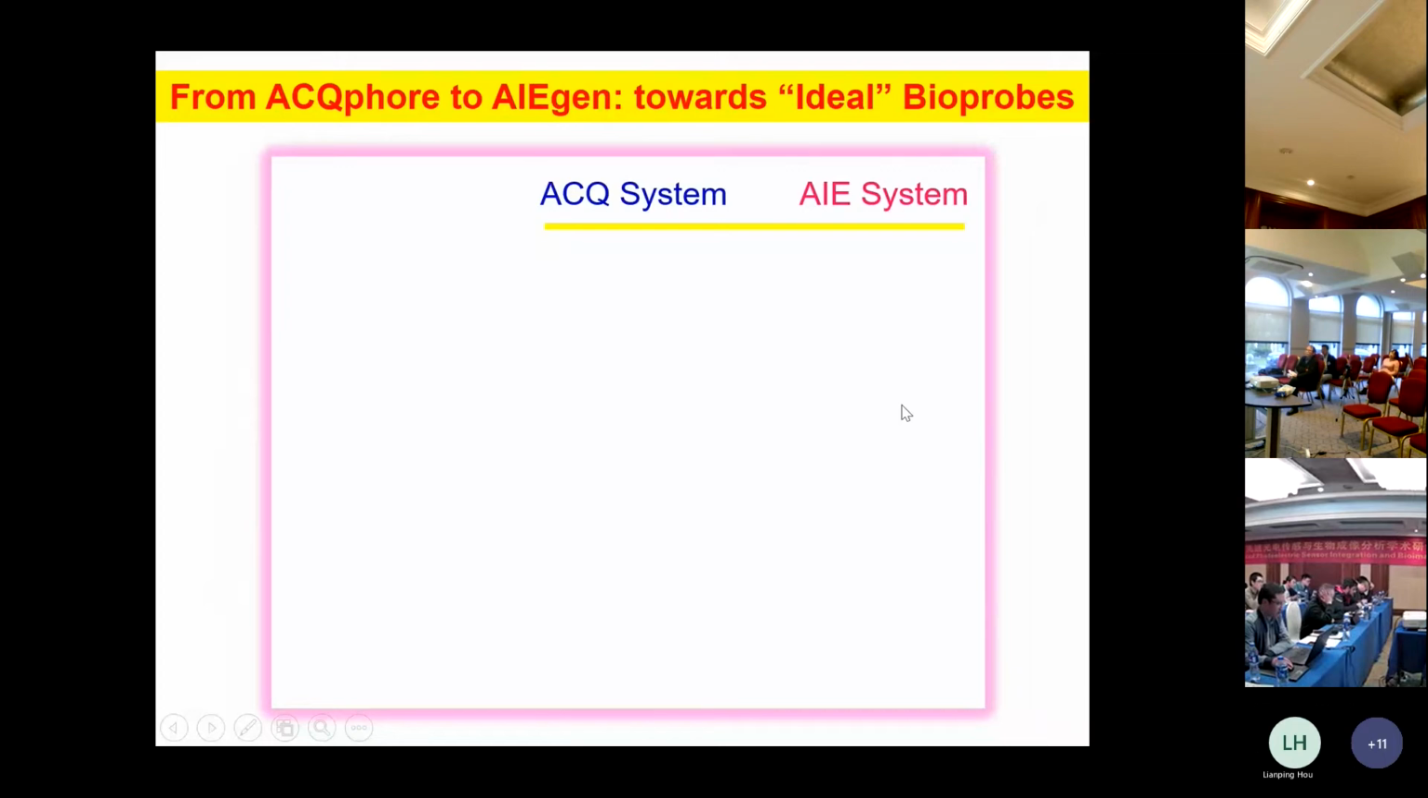Okay, let me summarize my talk by comparing our AIE system with the ACQ system. ACQ is the conventional system, AIE is our new system. In terms of response, our AIE system is a turn-on response. That means without reaching the target, you don't see any signal, so there's no background emission. When you combine with the target, the molecular motion is restricted and the emission is turned on.